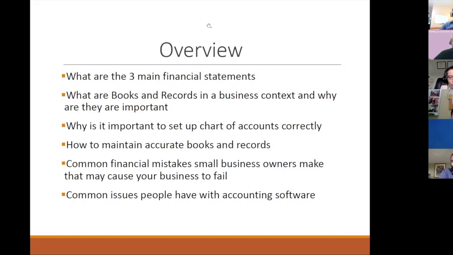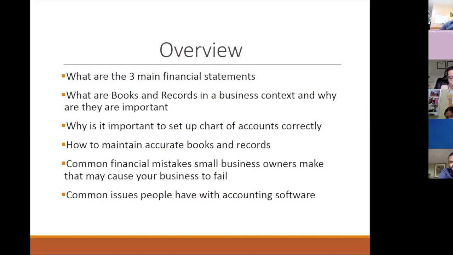So the first thing that we're going to cover is, what are the three main financial statements, right? The reason why that is important is because usually when you go to the bank, and the banks are starting to ask for this, they do tell you, could your company produce financial statements? And most business owners are trying to figure out, okay, what do they mean by financial statements? So we're going to cover that.